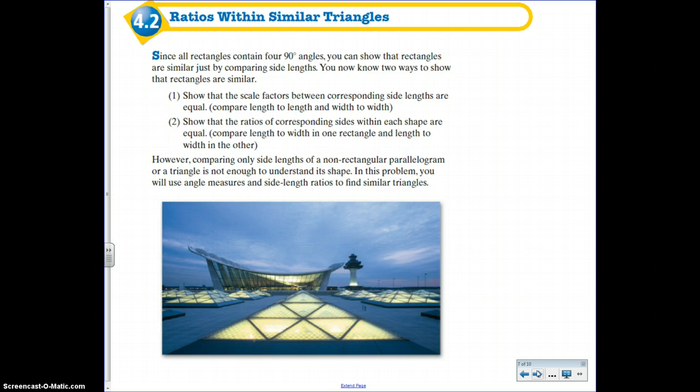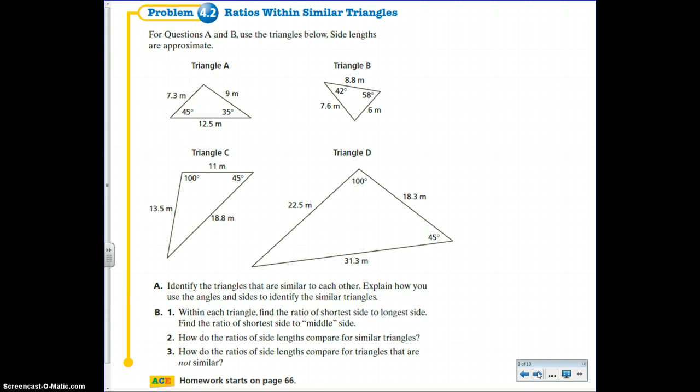Now, we can only do that for rectangles and squares, where we already know by definition they have equal angles. Comparing side lengths of a non-rectangular parallelogram or a triangle is not enough. In this problem, we use angle measures and side length ratios, because what we know about similar figures is that they have all equal angles, so we need to prove that. So today you're going to complete lesson 4.2.